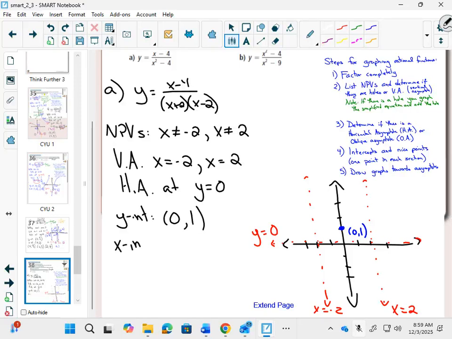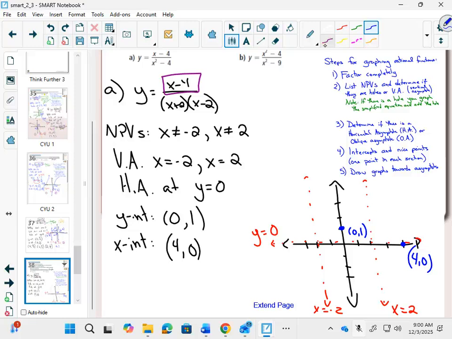X-intercept, look at your numerator. Could your numerator ever equal 0? Yes, when x is 4. Once again, we have this weird situation where we have a point on our asymptote. So we're going to have to do a little bit more work, definitely, to figure out what's happening there.